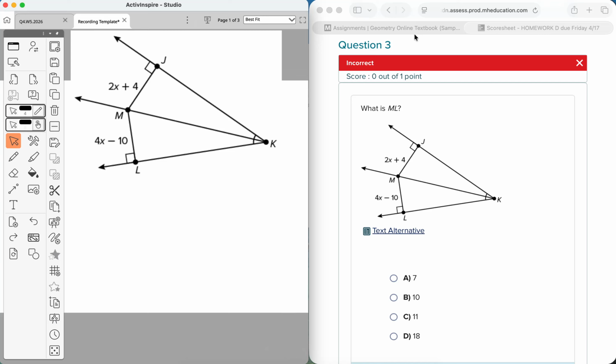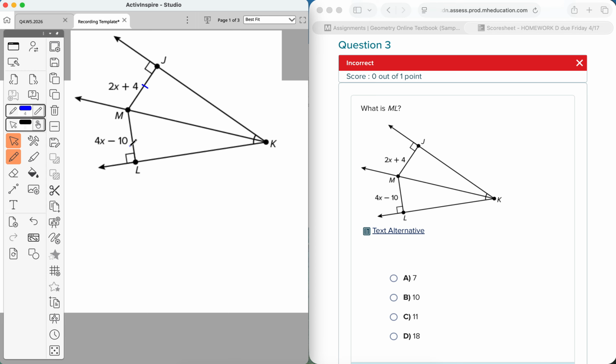What is the length of ML? So what we're looking at here is two congruent angles, and then they both have this perpendicular line segment that connects at the angle's bisector. I think just looking at this picture, a lot of people are going to just assume that these line segments are congruent to each other, and you're correct. They would be correct.